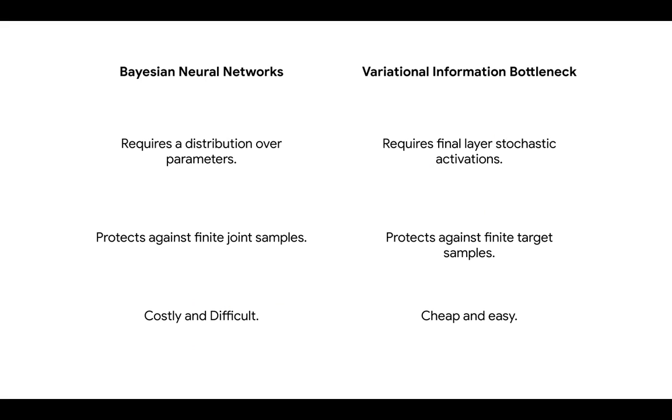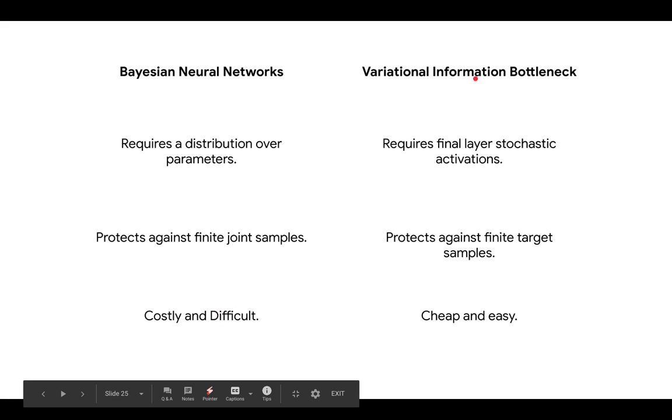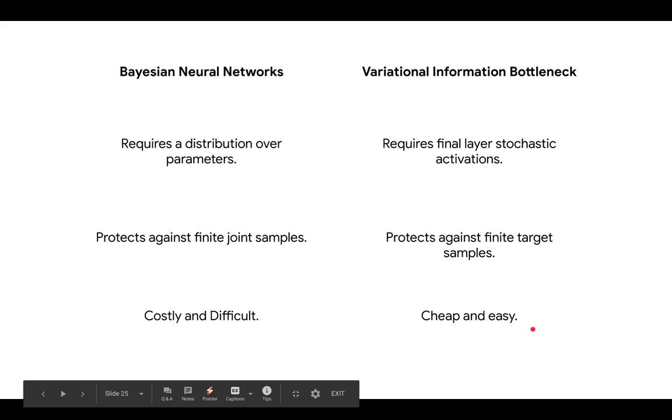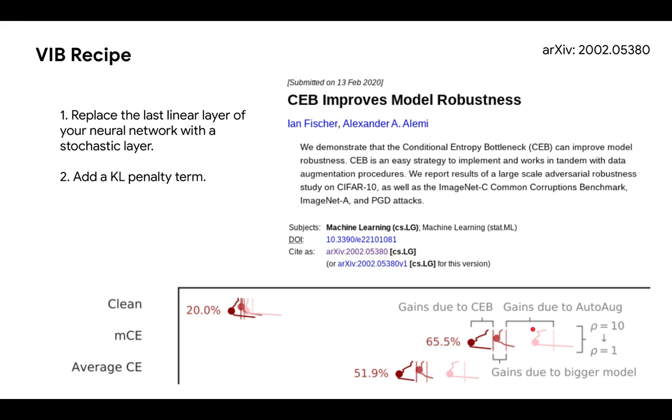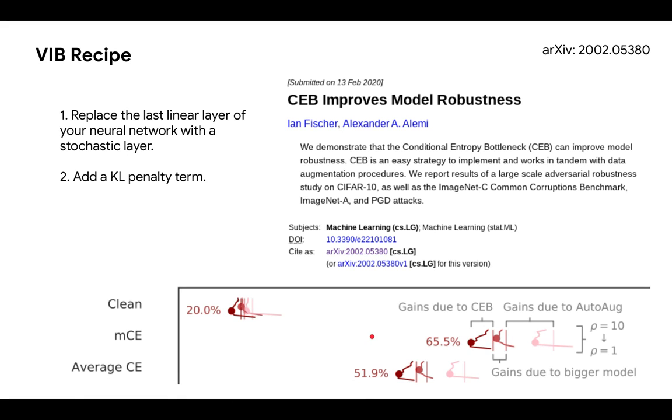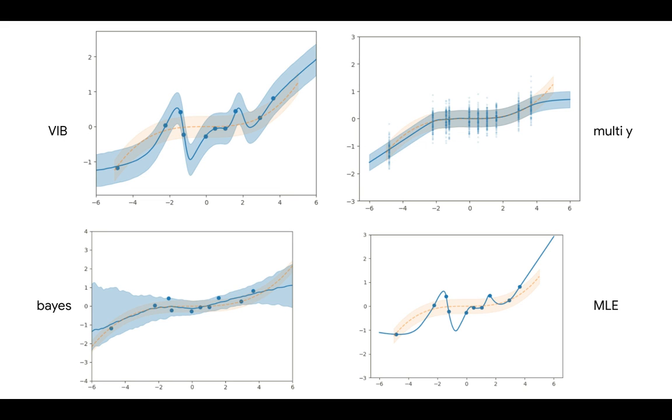But I guess to summarize, right, the whole point is just to kind of knock on this door, introduce this new potential path, whereas Bayesian neural networks require that we be able to build or manipulate a distribution over all parameters and protect us against a finite number of joint samples. It's costly and difficult. There's a middle path, a half Bayesian approach that requires only stochastic activations in the final layer, can protect against a finite number of target samples, and remains cheap and easy. And in our previous work, where we only knew this as some information theoretic objective, we've shown in larger scale studies that this can improve generalization, protection from adversaries, and robustness in large scale image models, which you should check out. And I think that's the result.